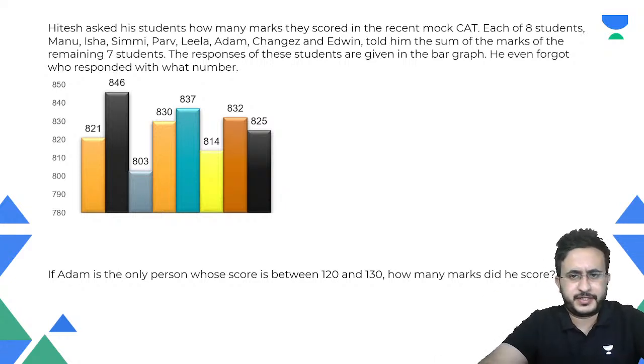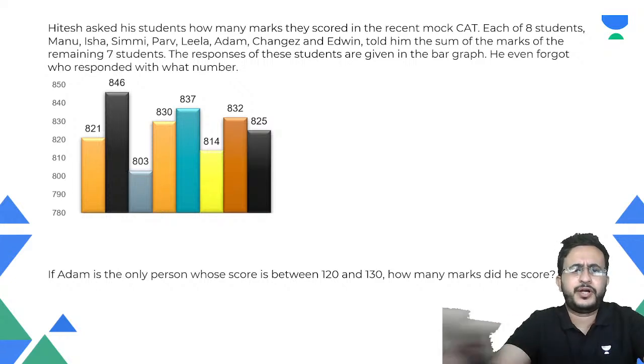So क्या कह रहा है graph में? So it is showing that each of them gave the total of the other seven people, and it is not labeled also who gave what response.